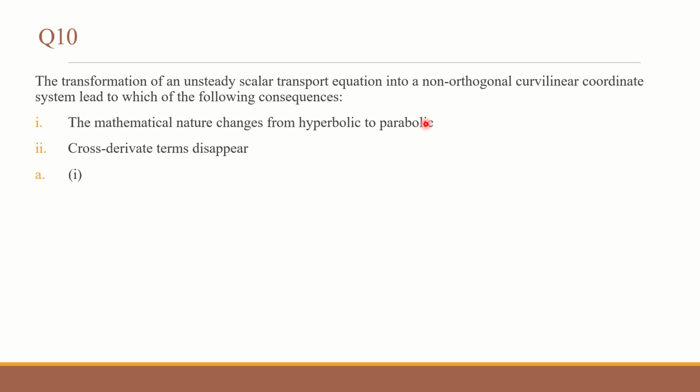So the first statement is false because we have seen that we are not changing the mathematical nature of the system. Similarly, cross derivative terms disappear is also a false statement because cross derivative terms do not disappear. We will see the explanation in the next slide, but before that, both the statements are false. So statements 1 and 2 both are wrong.